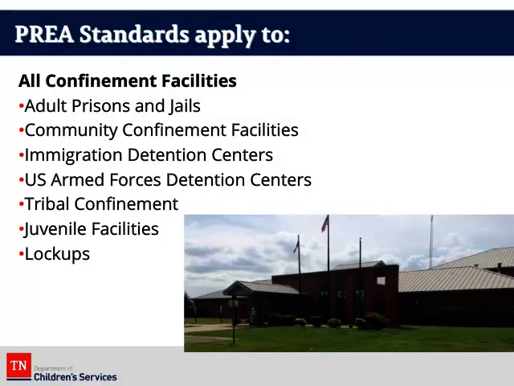PREA doesn't just apply to prisons. It applies to all federal and state prisons, jails, police lockups, private facilities, and community correctional settings. Those include things such as residential, parole, halfway houses, and so on. It also includes immigration detention centers, U.S. Armed Forces detention centers, tribal confinement centers, and for DCS, it includes any juvenile facility in the state that houses 50% or more juvenile justice youth. That means dependent neglect and unruly youth could fall under PREA standards due to their placement.